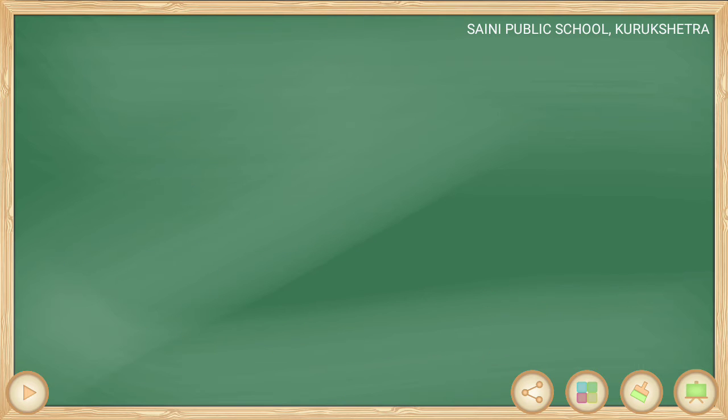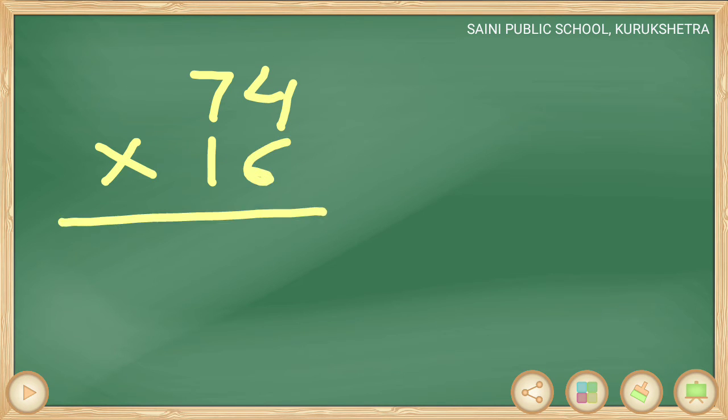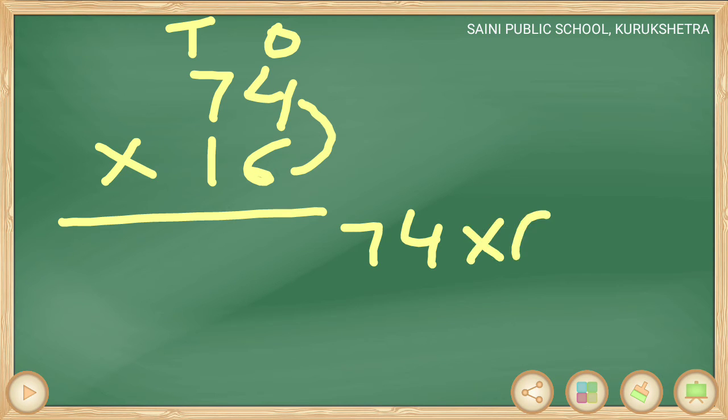Now let us discuss another example. Suppose we want to multiply 34 by 16. So let us start in the same way. First of all write the places here, ones place and then tens place. So start doing multiplication. First of all we will multiply 34 by 6. So here 34 into 6.